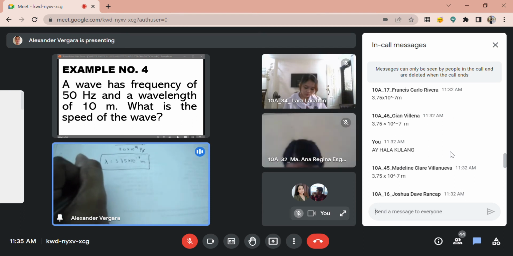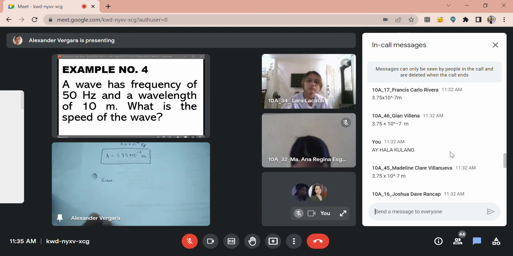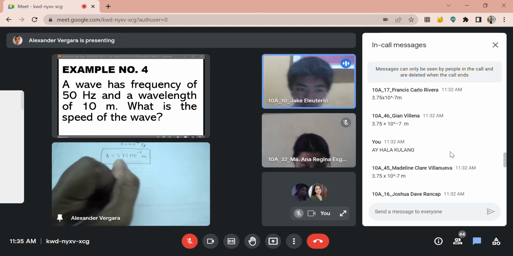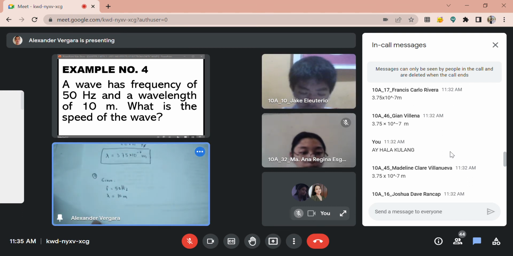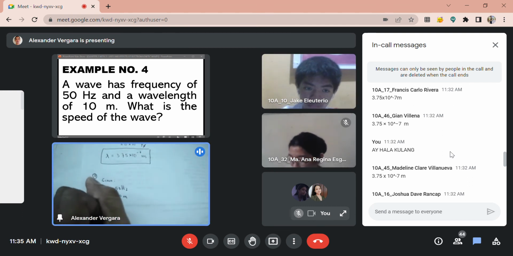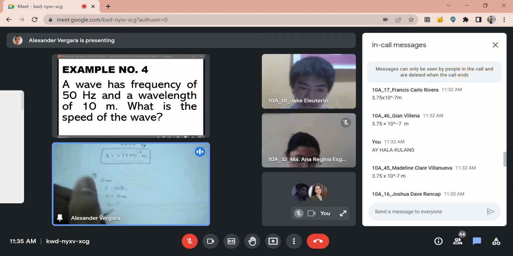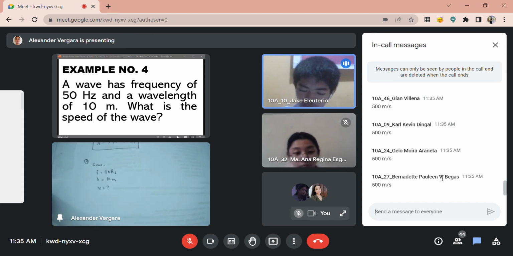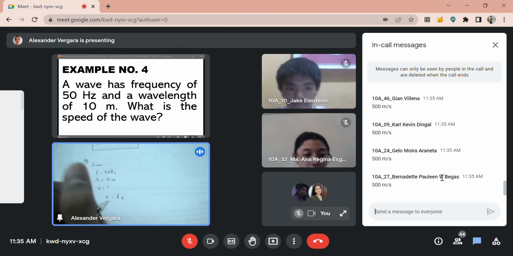Problem number 4. What are the given? The frequency is 50 hertz and the wavelength is 10 meters. Okay, 10 meters. What's the one that we're looking for? The speed, or velocity. And what's the formula for velocity? Frequency times wavelength.